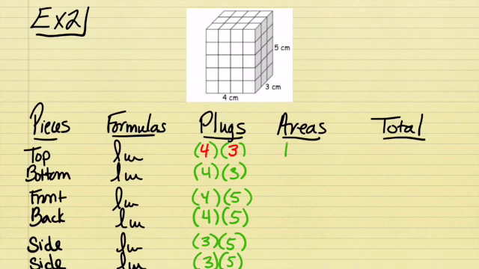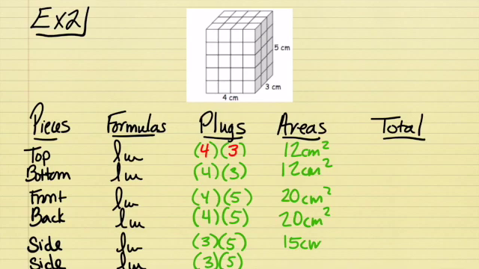4 times 3 is 12, so 12 centimeters squared, and 12 centimeters squared. 4 times 5 is 20, 20 centimeters squared, and 20 centimeters squared. 3 times 5 is 15, 15 centimeters squared, and 15 centimeters squared.